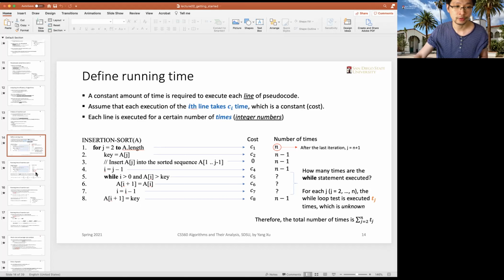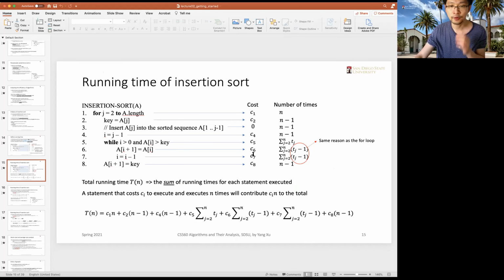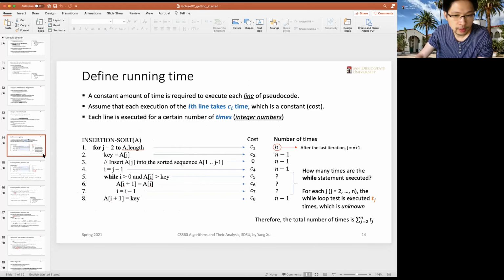All we need to do is to collect the cost for all those lines by summing up a bunch of products. That will give us the total running time for the algorithm. The total running time is denoted by the capital letter T, and this notation is something we will use throughout the whole course to indicate the running time of an algorithm.